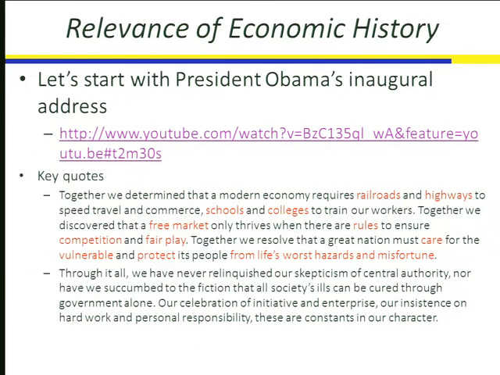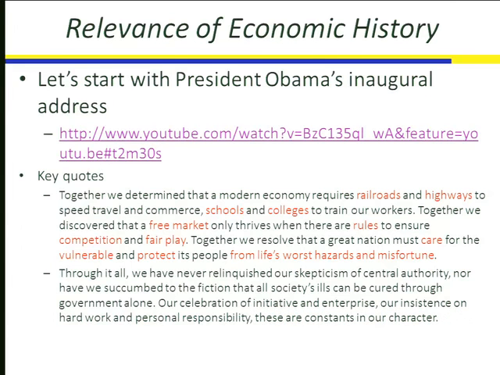Together we discovered that a free market only thrives when there are rules to ensure competition and fair play. So we need to look at when does the free market work well, and when does the free market not work well. One of the lessons I'll teach you is that the institution of slavery, left to a free market, is a profit-maximizing, a profitable institution. It's probably an institution we want to have some rules around, because if you leave a market to free market without rules to guide how we behave, we may behave in ways that we as a society find repugnant.